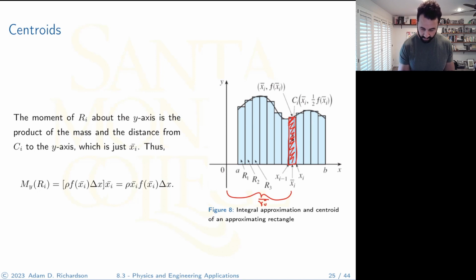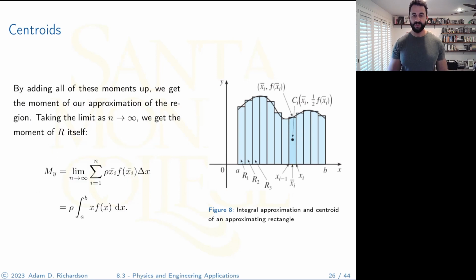So the moment of this rectangle with respect to the y-axis is given by the mass of the rectangle times its distance from the y-axis. When we simplify things, or I should say move things around to make it a little more meaningful, we get this. All right?